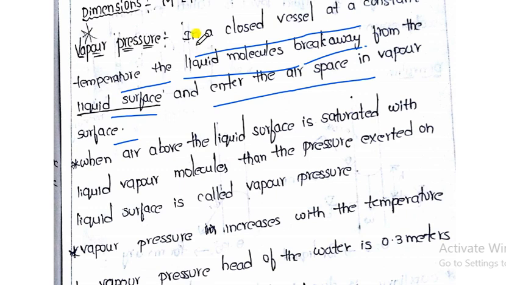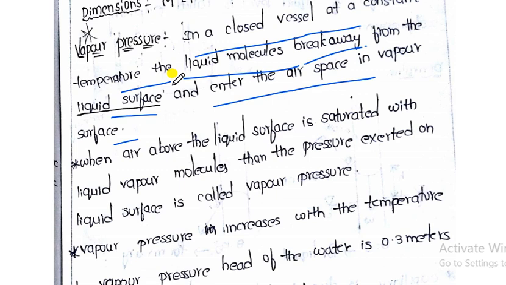So here, what is vapor pressure? Vapor pressure in a closed vessel at constant temperature. एक closed vessel में अगर हम लोग constant temperature लगाएंगे, then molecular attraction उसका क्या होगा, destroy होगा, ठीक है, और जो वो liquid होगा वो gas का form में बन के निकल जाएगा.